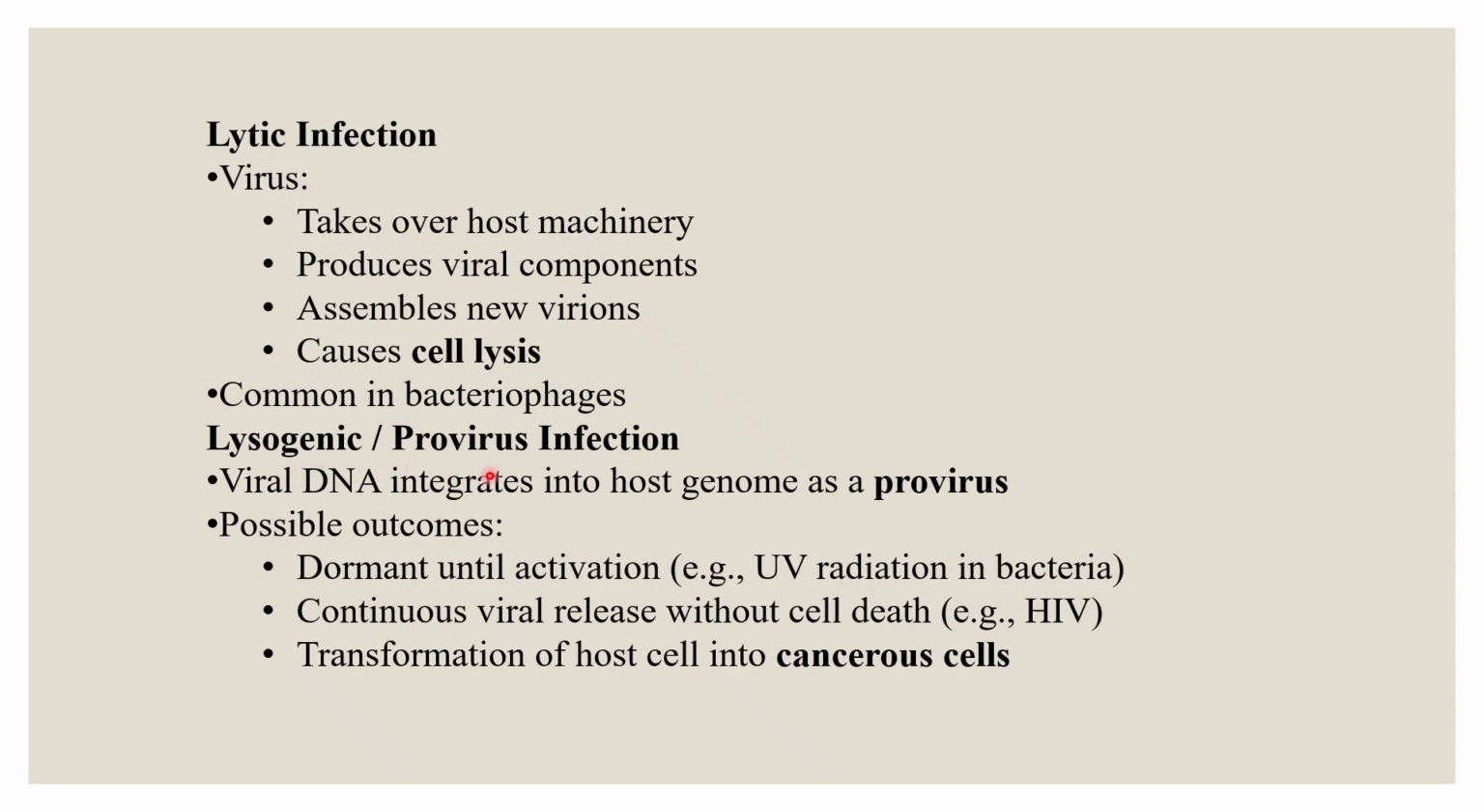In the case of lysogenic infection, viral DNA integrates into the host genome as a provirus, and the possible outcomes are: the provirus is dormant until activation, and the activation is caused by UV radiation or by any other stimulus; or continuous viral release without cell death, in the case of HIV. And the provirus may cause the transformation of the host cells, which happens in the case of cancerous cells.